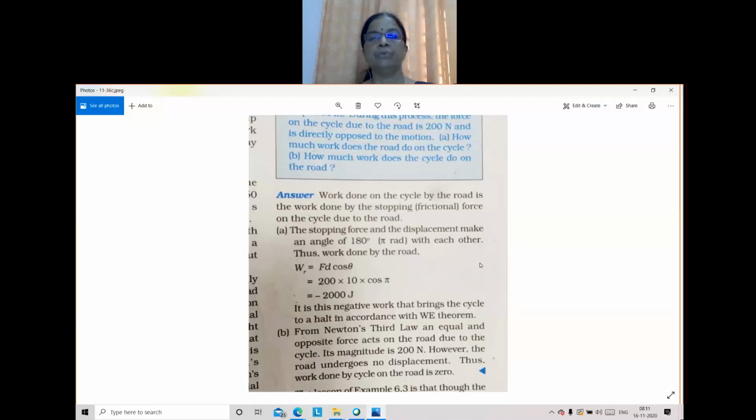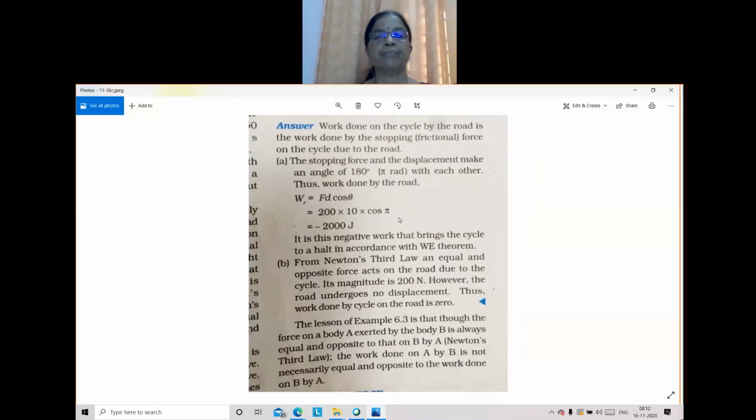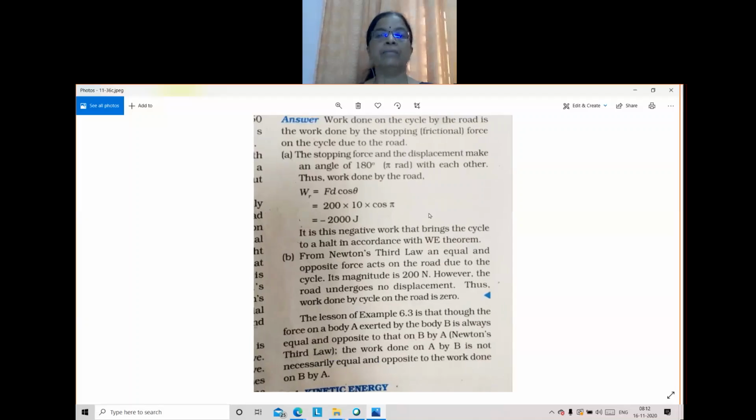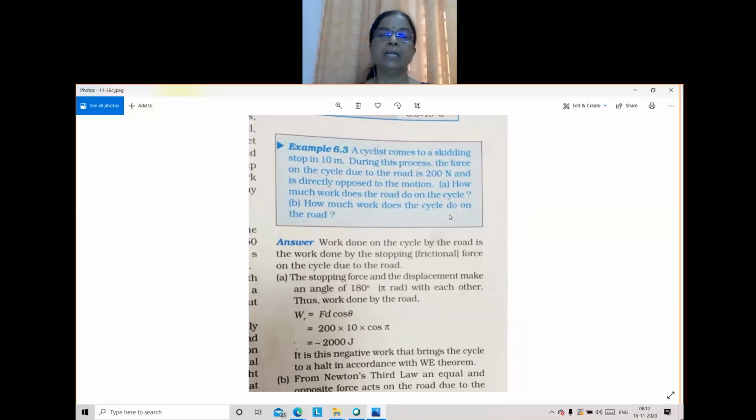That means the cyclist is moving forward and the road is exerting an opposing force, that is backward. So what is the angle between them? The road applies the frictional force, which is opposite to the motion and tangential to it. One is forward, the other is acting opposite, backward. What is the angle? 180 degrees. So we have to substitute theta as pi. So 200 into 10 into cos pi. Cos 180 is minus 1. So what's the answer? Minus 2000 joule. It is this negative work that brings the cycle to a halt, in accordance with the work energy theorem. From Newton's third law, then the next question: how much work does the cycle do on the road?